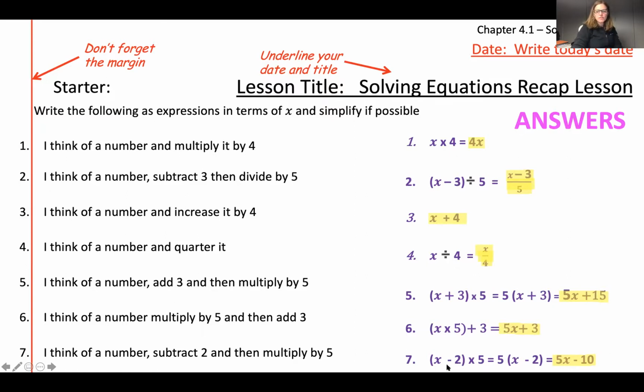Question 7, I think of a number and I subtract 2, and then I multiply it by 5. So again, I put the 5 before the brackets. I do what's inside the brackets first according to my order of operations. I can leave my answer like this, or I can expand it to 5x subtract 10. Very good. So that is your starter.